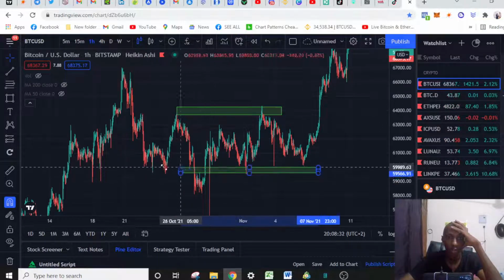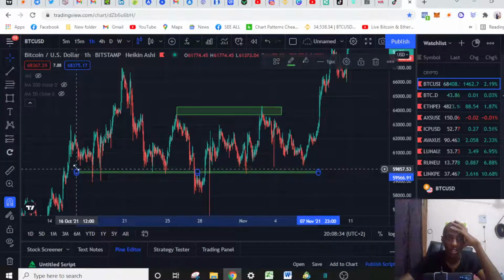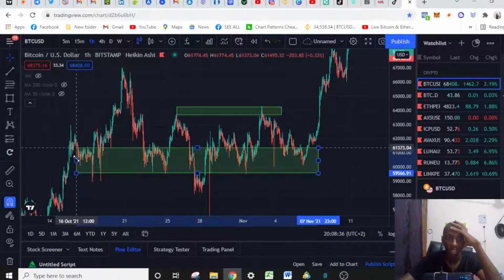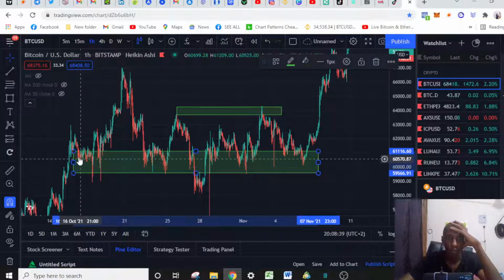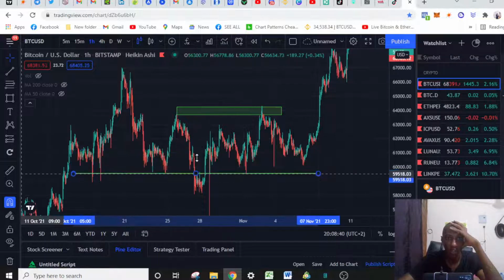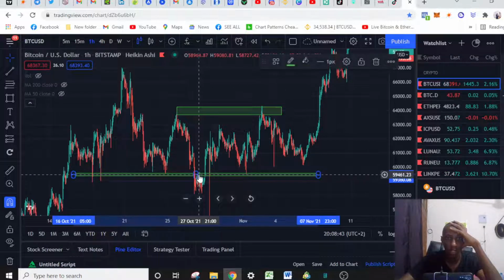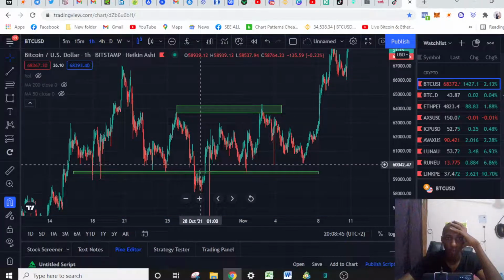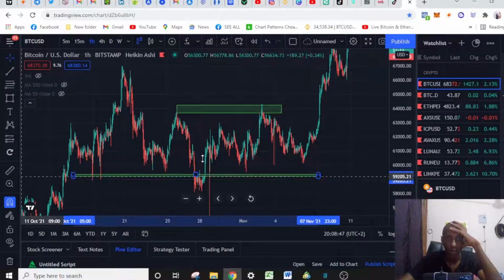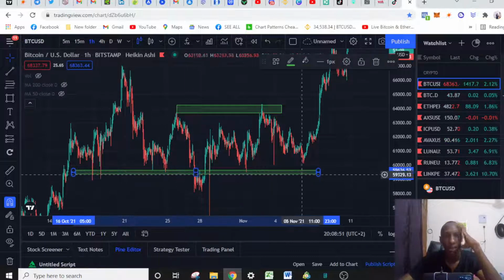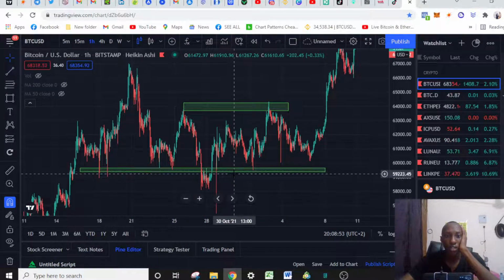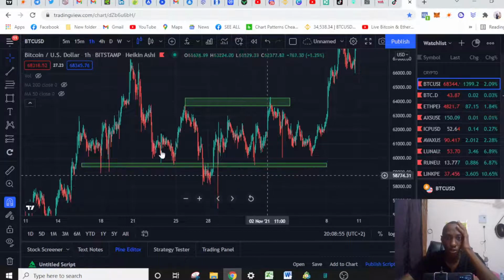And if you go even back further, you will see that this was acting as a support zone from before. It's not the first time. I don't know why it's behaving like that. This is the problem of the free version. But yeah, this zone is a strong support zone, okay?